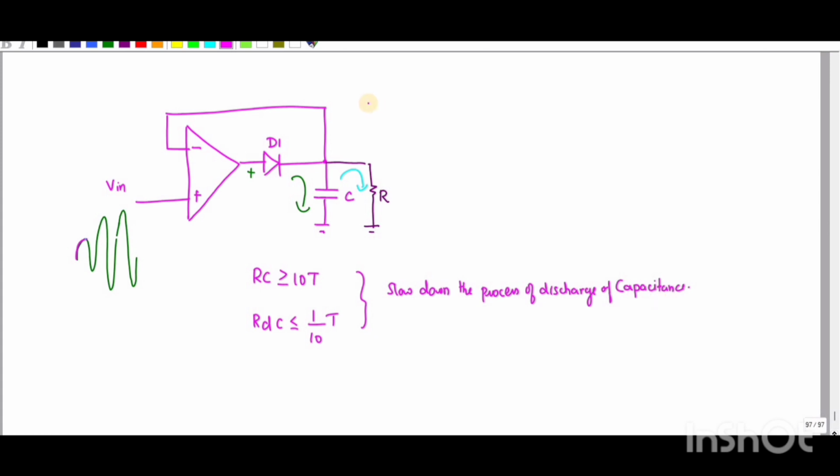So in order to avoid this condition, instead of connecting this load resistance, I am going to connect one voltage follower, that is a buffer. We know the function of the voltage follower: it has a very high input impedance and a very low output impedance, so that it will prevent the discharging of the capacitor.